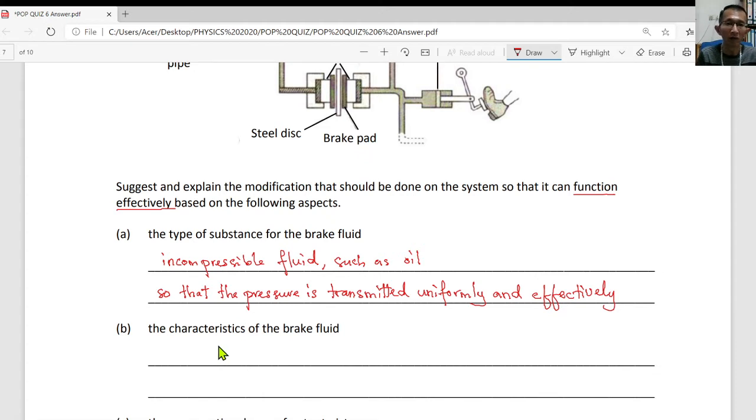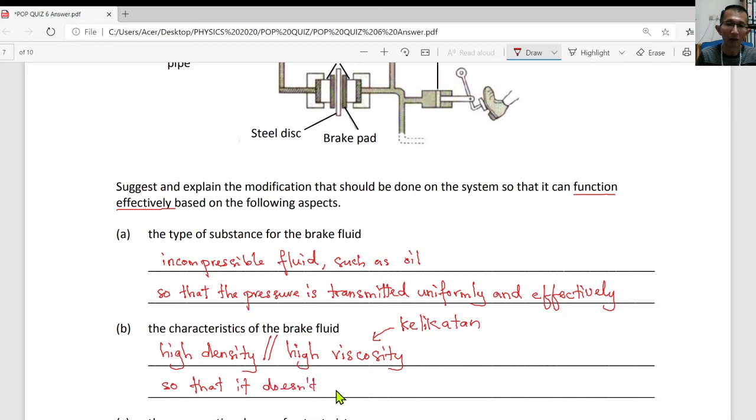And then the characteristics of the brake fluid other than being incompressible. I need it to have high density or high viscosity. Viscosity in Bahasa Melayu is kelikatan. Why do you need to use high density or high viscosity? The reason is so that it doesn't evaporate easily. That's the reason.